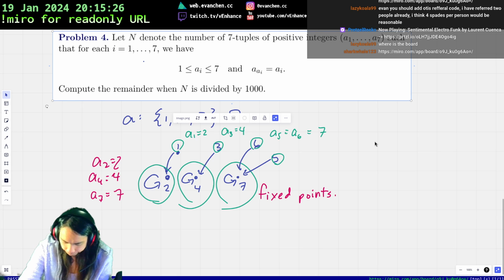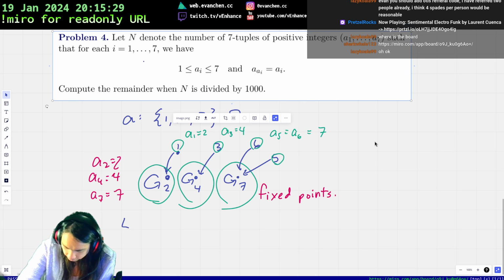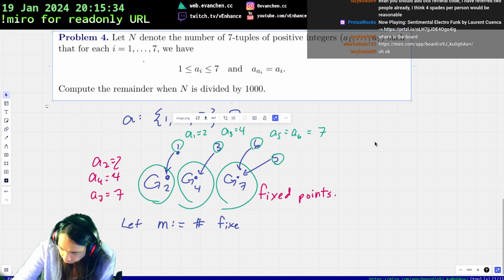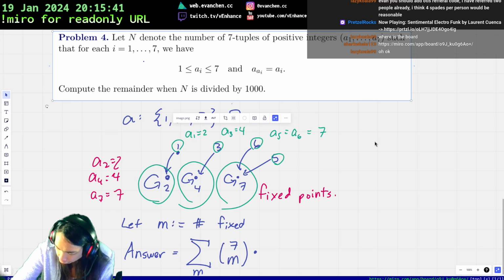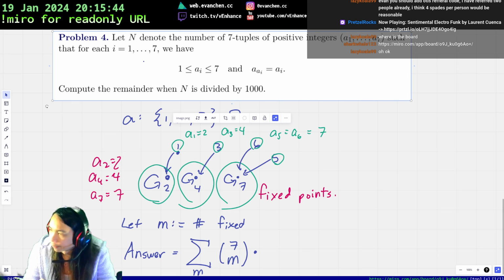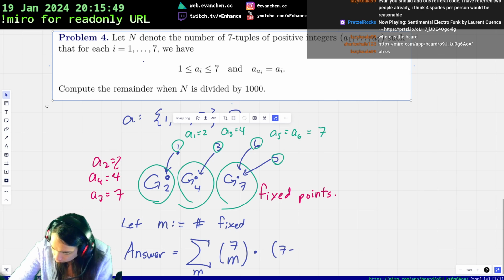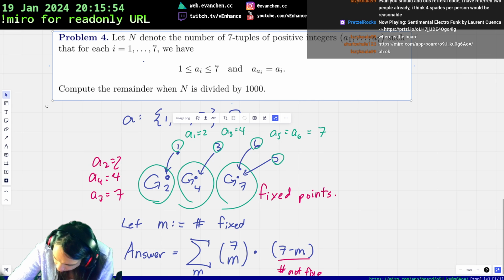So in general, let m denote the number of fixed points. Then the answer is going to be a sum across m, where there are 7 choose m ways to decide what the fixed points are. And then once you decide on the fixed points, for everything that's not a fixed point, this is the number of not fixed. This is the number of fixed. This is to the power of m, which is also the number of fixed.